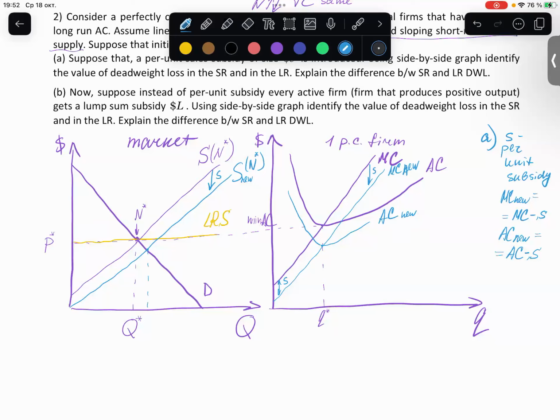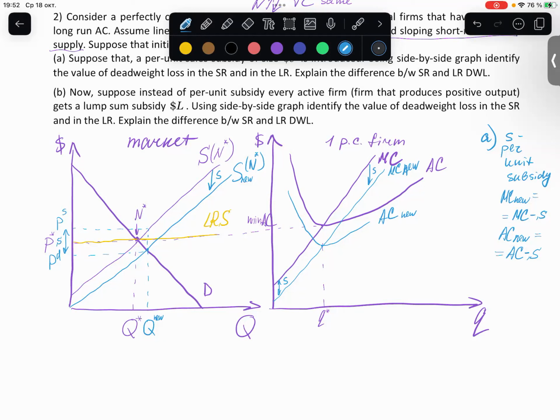We will produce more, Q new. The price for buyers will be lower. This is the price for buyers, PD. The firms will get more from each unit sold. This is the price for sellers, and this difference between these two prices is the subsidy that the government gives.